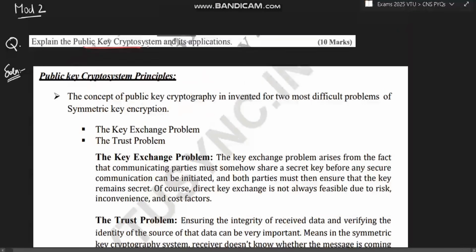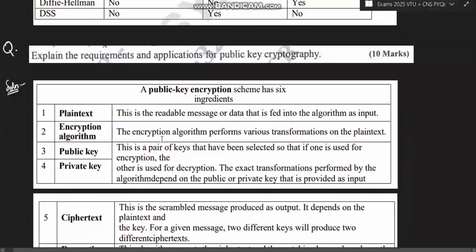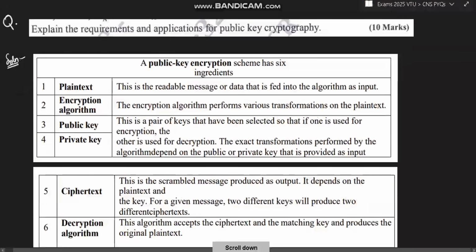In case they ask you to explain the public key crypto system and its applications, or if they ask you about the principles or the requirements, I will be showing you what you need to write. If they ask about the requirements, or what the 6 ingredients are, which has come in the previous year paper, you have to write this. So what all things are included in this whole scenario?